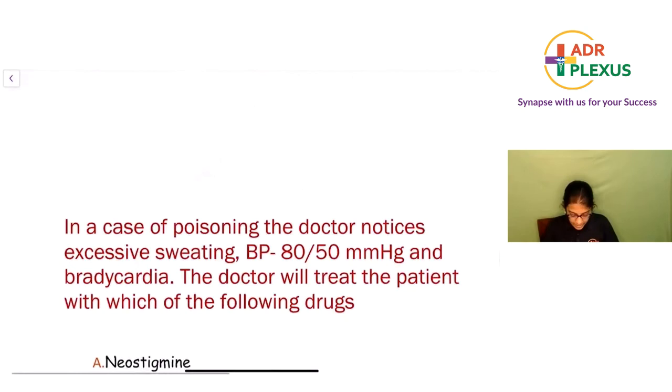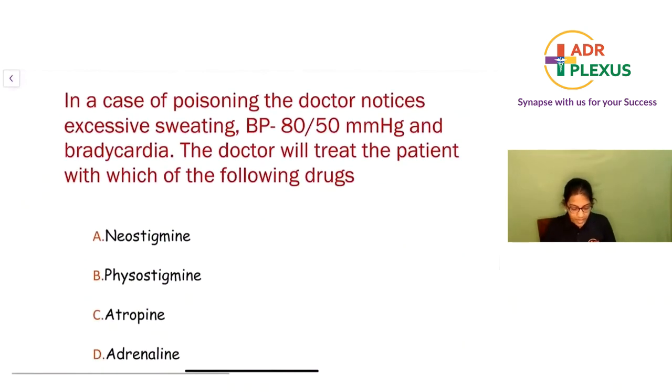Okay, the next case. In case of poisoning, the doctor notices excessive sweat. Next, BP is falling. And then bradycardia is seen. What will you use to treat the patient? Okay, in forensic medicine and even in India, one of the most common poisonings that we encounter is organophosphate, right?